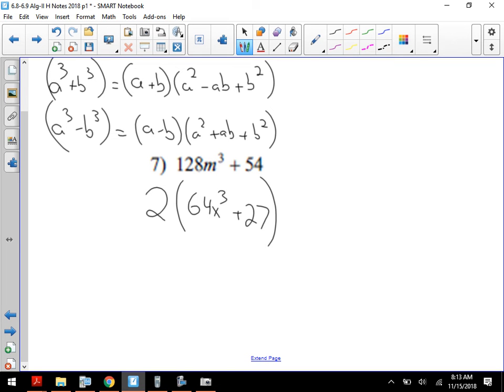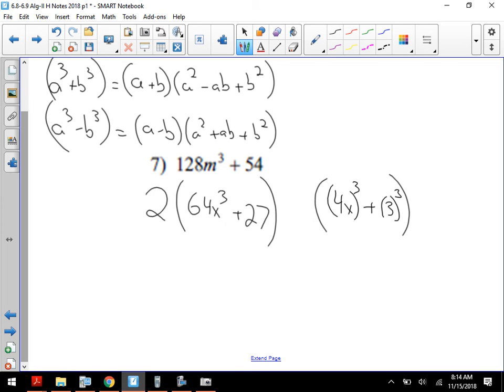Since it's a factor problem, I cannot get rid of the 2. If it was an equals or solve for zeros, then I can. Since it's not, I can't do that. I have to keep the 2 there all throughout the process. So now, what is the cube root of 64? 4. What's the cube root of 27? 3. So what we want to do is think of this as 4x quantity cubed plus 3 cubed.